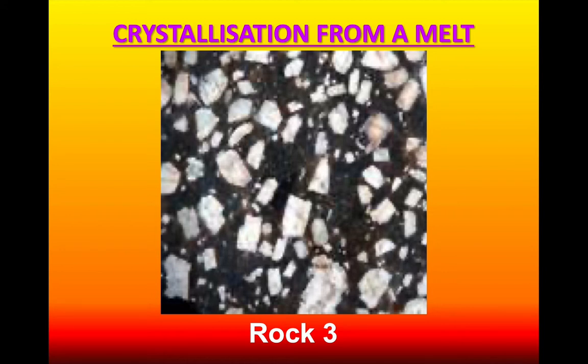Rock 3 is also an igneous rock. Again, it consists of random interlocking crystals. The crystals in this rock, though, are different sizes. There are some large crystals up to 1 or maybe even 2 centimeters across.